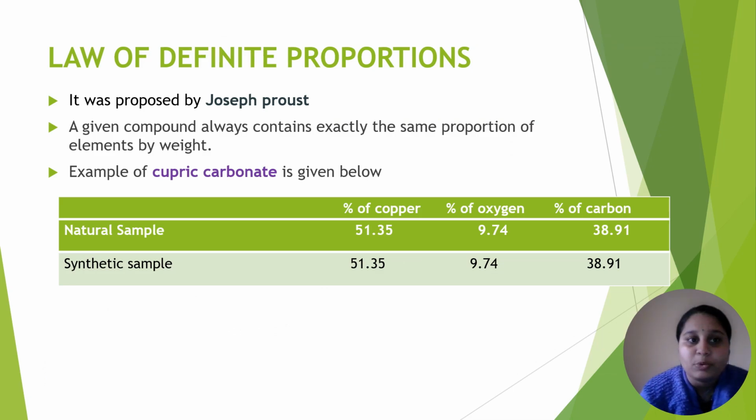Law of definite proportions was proposed by Joseph Proust. A given compound always contains exactly the same proportion of elements by weight. An example is cupric carbonate, with the percentages by weight given below. In the natural sample the percentage of copper is 51.35, and in the synthetic sample it is the same. Percentage of oxygen is 9.74, here also 9.74. Percentage of carbon is 38.91, here also 38.91.